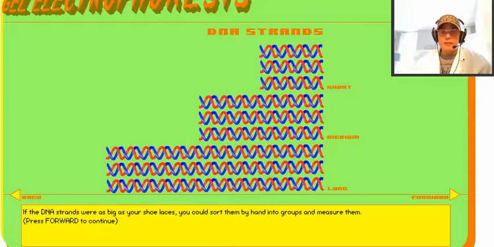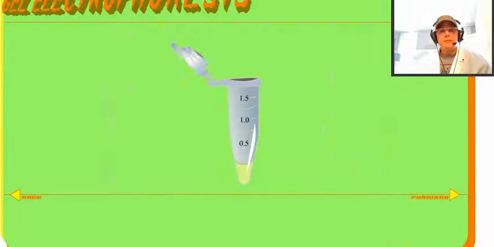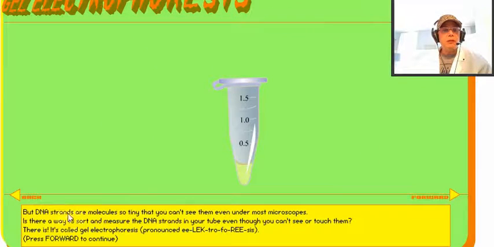Well, it would be easy if it just happened that way, but it does not. So if the strands were as big as your shoelace, you could sort them by hand into groups and measure them. But DNA strands are molecules so tiny that you can't see them even under most microscopes. Is there a way to sort and measure the DNA strands in your tube even though you can't see or touch them? There is. It's called gel electrophoresis.